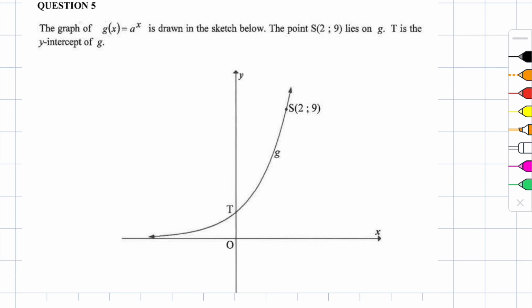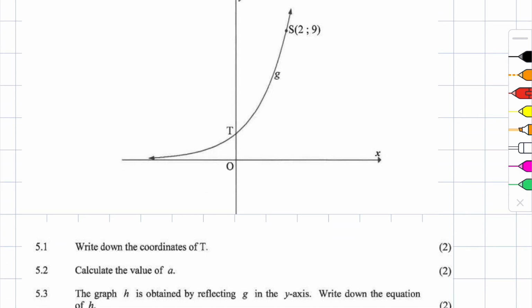The graph of g of x equal to a to the power x. So that's an exponential graph. It's drawn in the sketch below. And we are given the point S, which is (2, 9). And then they told you that T is the y-intercept of g. So let's look at the questions. The first question, you have to write down the coordinates of T.